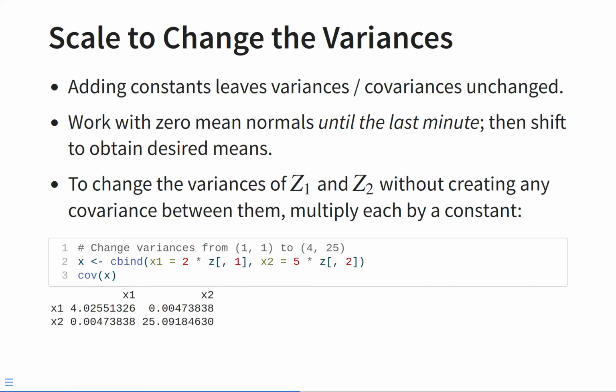What will that do? Well, that will create a variance covariance matrix in which x1 and x2, which I've decided to call these transformed random variables, are still uncorrelated. So they still have a covariance that's approximately 0, remembering that this is a simulation, so it's not going to be exactly 0. But now the variance of x1 is 4, and the variance of x2 is 25, compared to the variances of z1 and z2, which were both 1.